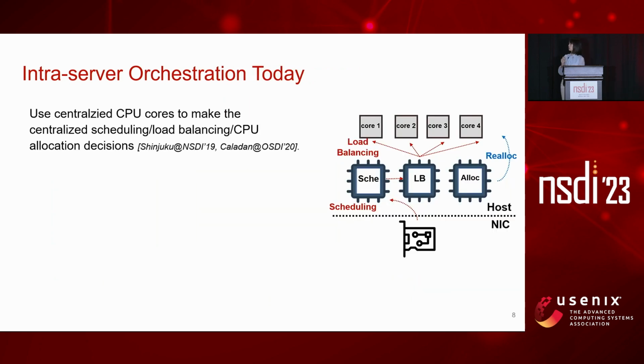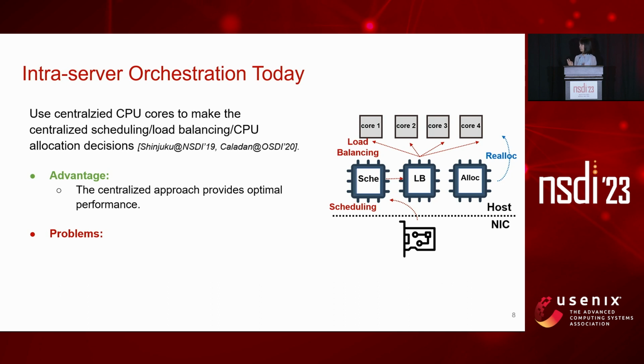State-of-the-art intra-server orchestration uses a centralized CPU core to make the scheduling, load balancing, and CPU allocation decisions. These orchestration tasks usually run in user space over dedicated CPU cores to guarantee microsecond-level tail latency. The advantage of such an approach is that the centralized orchestrator core provides optimal performance because the core has comprehensive knowledge of the system, and it can guarantee consistent and precise policy enforcement.